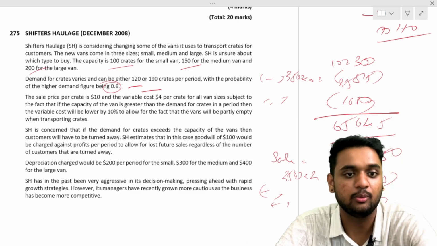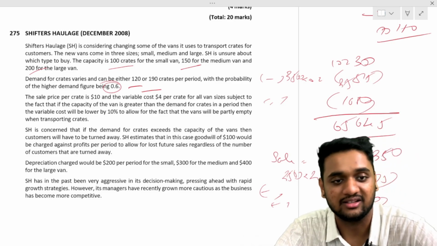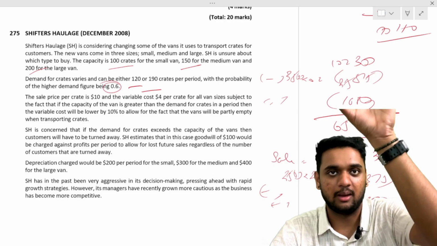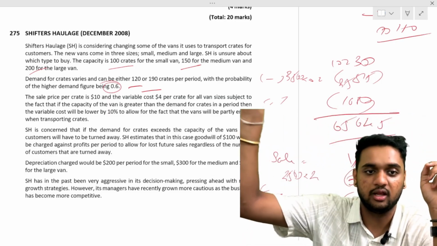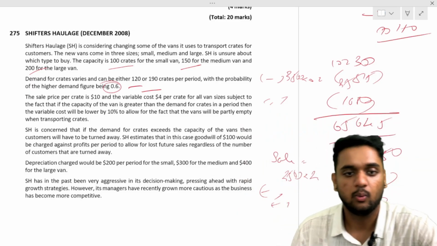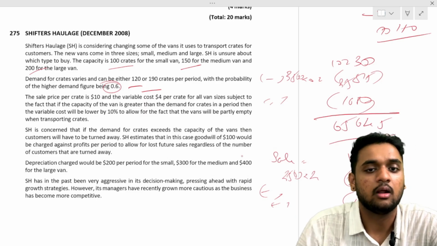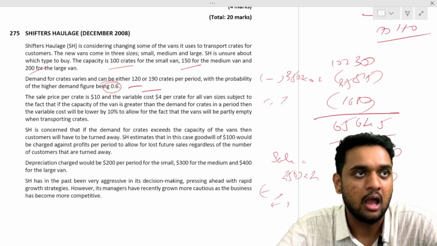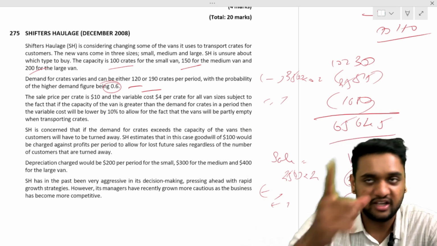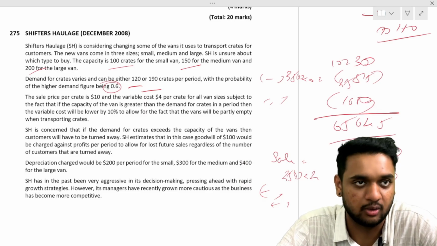We have to see cost though. We'll read the question. What you can analyze is our capacity is 100, 150, 200, and our demand is 120 or 190. Why are we buying 100-crate vans? Anyway, minimum demand is 120. If I buy 150 and demand is 120, 30 space is empty, so you may lose something. We'll see what they've given in the question.